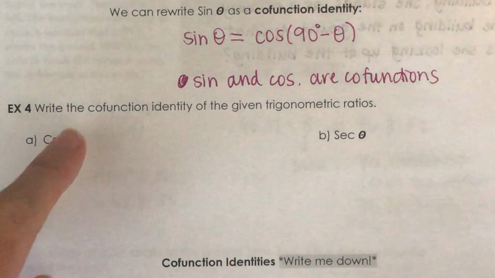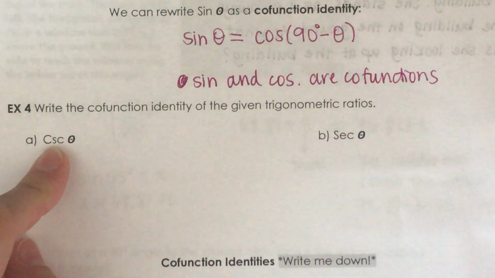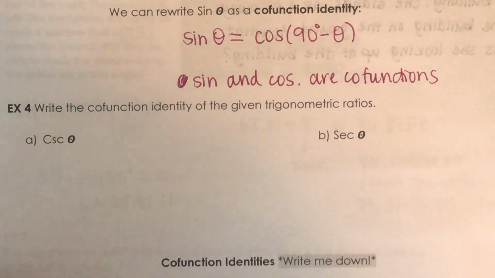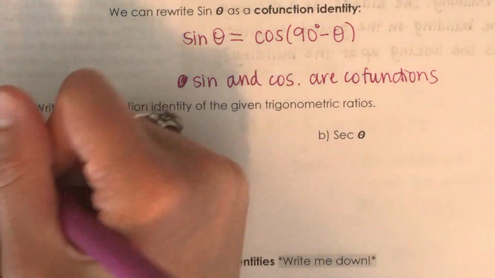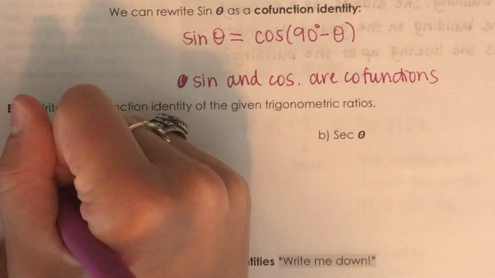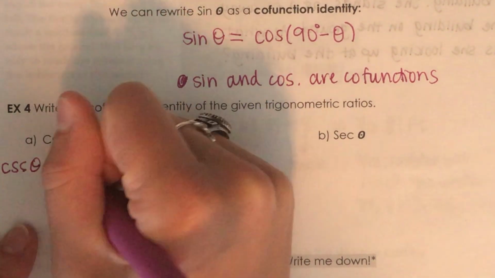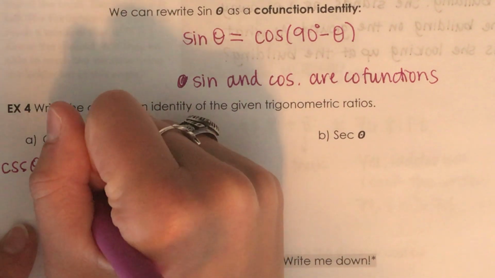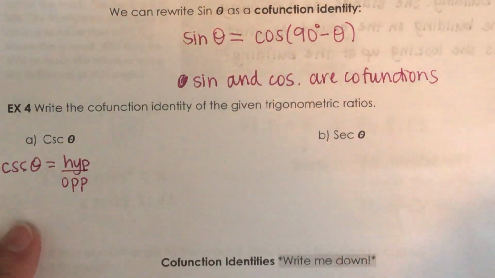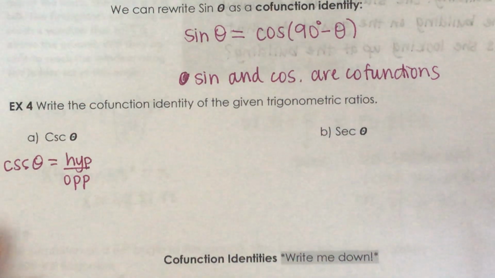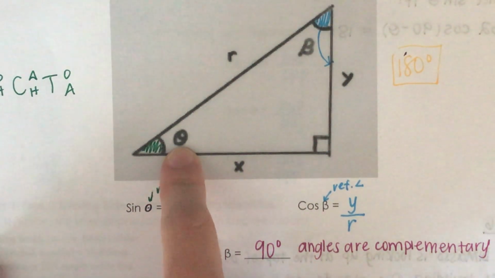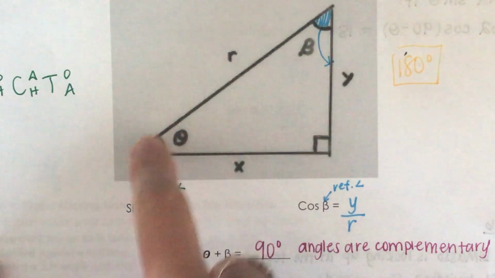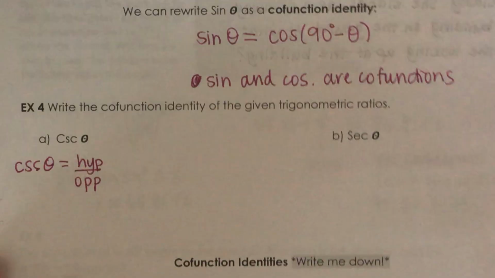Now, first one here is cosecant. Cosecant. Okay, I should use a different color here. Cosecant of theta means hypotenuse over opposite. Hypotenuse over opposite is cosecant. So I'm looking at theta. Hypotenuse would be r, opposite would be y. So it's r over y.